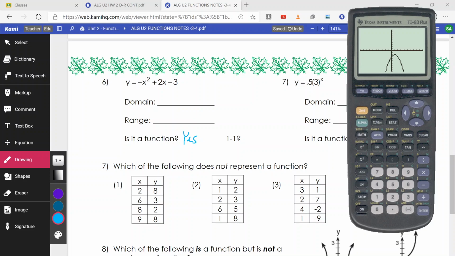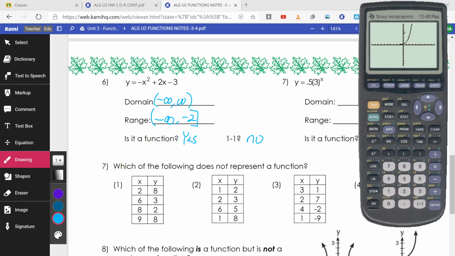Number 7 is the same thing. I have an equation. Domain, range, is it a function? So I'm going to go back into y equals and clear out my equation. Now y is equal to 0.5 times 3, and then x is our exponent, so we'll just use a little caret and x. So I'm going to look at the graph to see what it looks like, and it comes along and then it goes up forever and ever and ever.